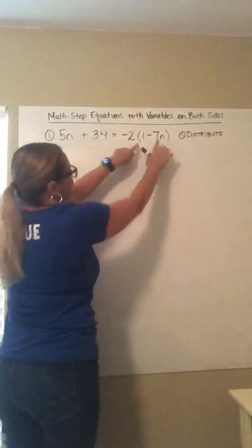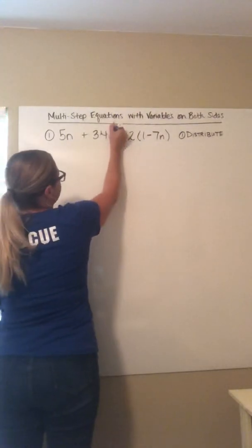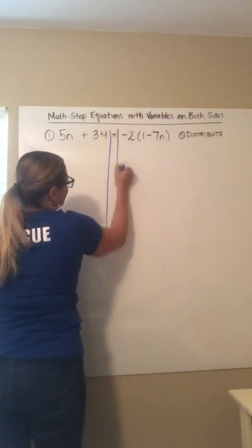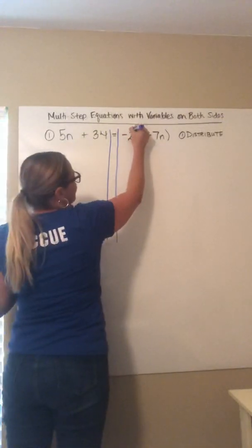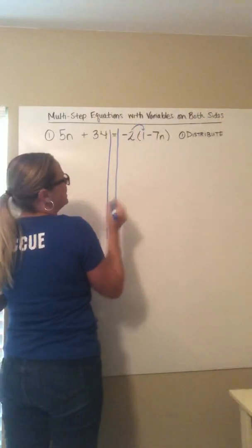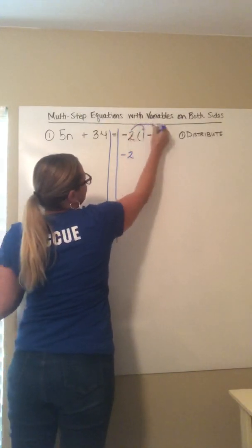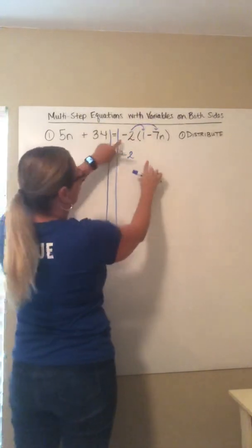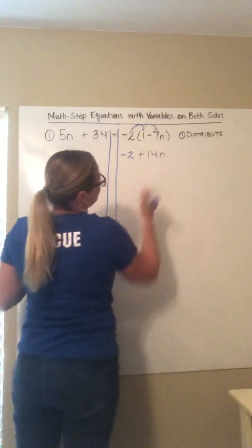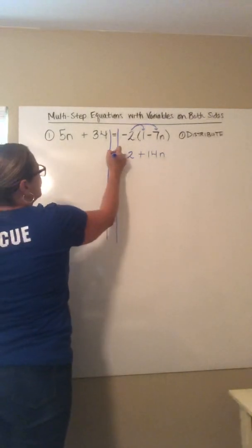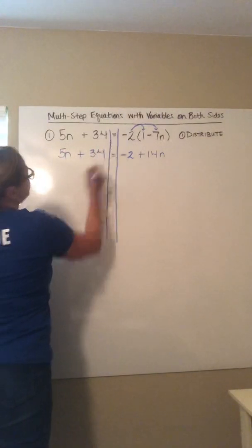And I only see parentheses on one side of the equal sign, so I'm only going to be distributing over there. So I'm going to draw my lane for my equal sign. Remember, he stays in his own lane the whole time. I'm going to go ahead and multiply -2 times 1. -2 times +1 is -2. And then -2 times -7n. So -2 times -7 is +14, and that n stays right there on the back. I'm going to bring down the rest of the problem, and I have now done step one, which is to distribute.